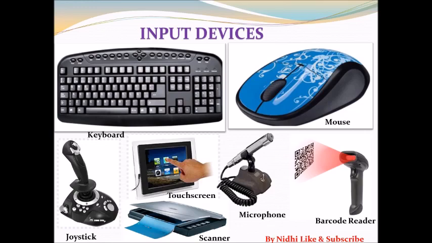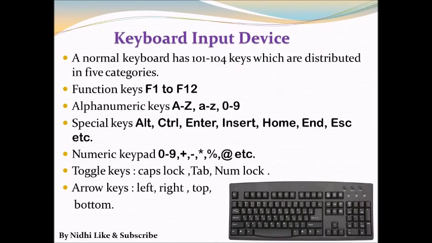So now we are going to discuss the keyboard as an input device. A normal keyboard has 101, 104 or 114 keys, which are categorized into 5 categories. First is function keys. In any keyboard you will find 12 function keys, that is from F1 to F12. That can be asked in a GK question also, how many function keys are there. So in a normal computer keyboard you will find 12 function keys, not more than that. F1 to F12 have different unique functions, so they are called function keys.